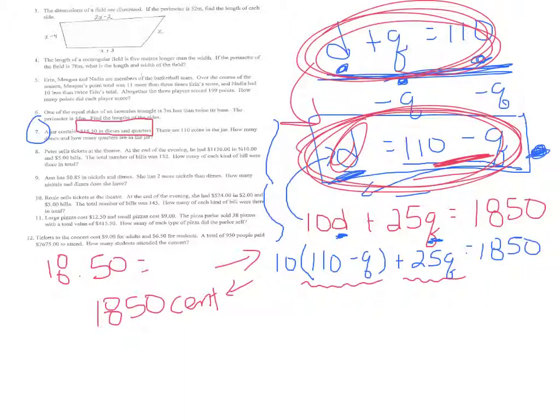Now I'm going to use the distributive property. I'm going to go 110 times 10, which is 1,100, minus 10 times 1Q, which is 10Q, plus 25Q, nothing's changed there, and that still equals 1850.